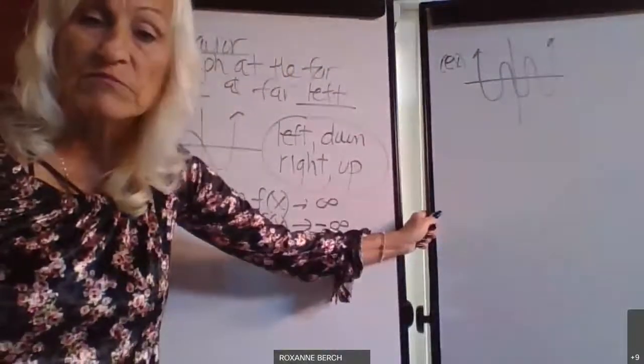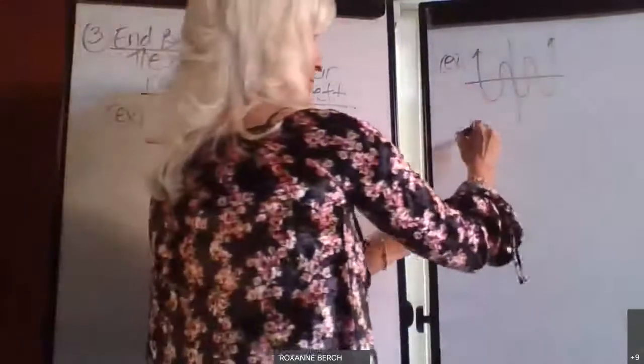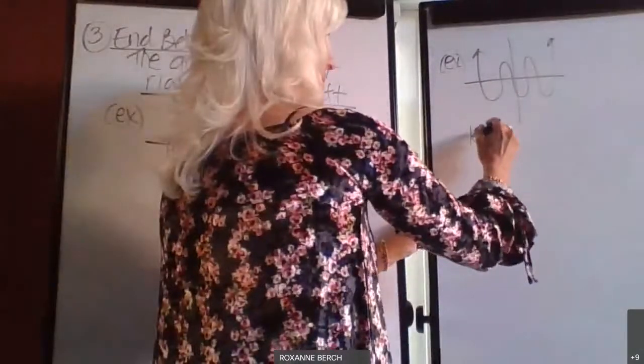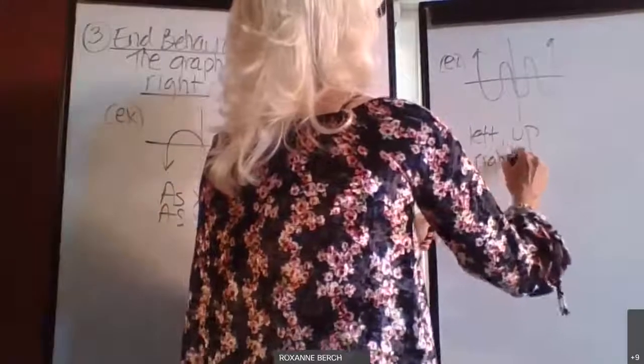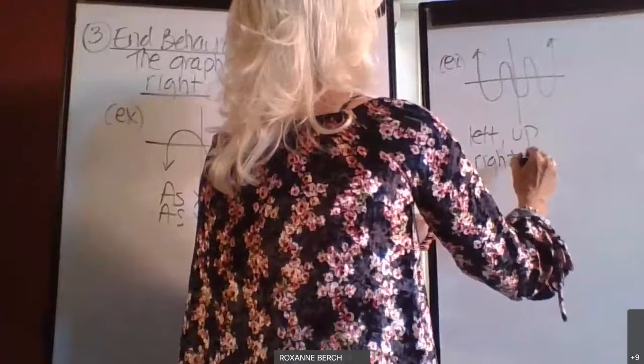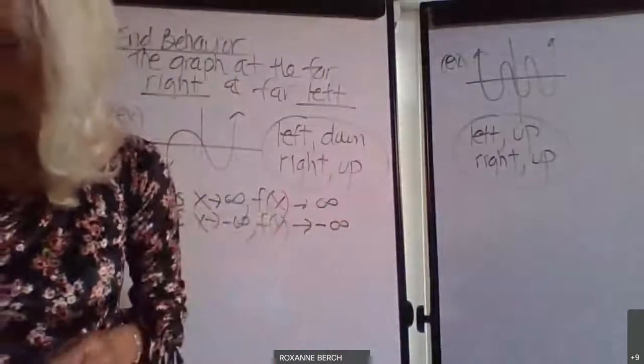What's the end behavior? What's happening on the left? It's going out. Yep. What's happening on the right? It's going out. Pretty easy, right? That's going to help us to graph.